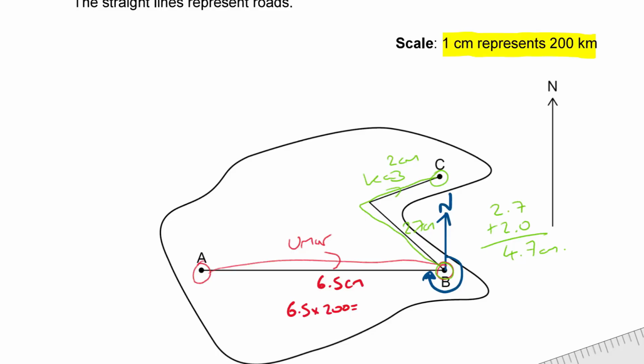6.5 times 200 is 1300 kilometers. And then 4.7 times 200, what's that? That is 940 kilometers.